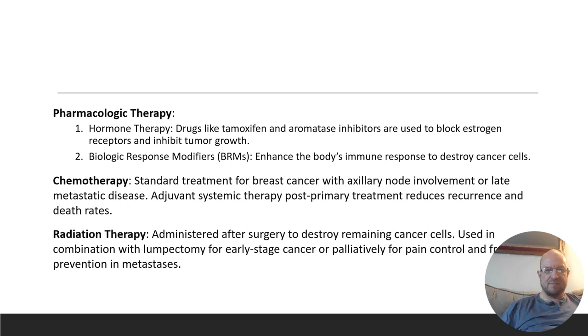Biologic therapies include hormone therapy. Drugs like tamoxifen and aromatase inhibitors are used to block estrogen receptors, which usually inhibits tumor growth. BRMs, biologic response modifiers, enhance the body's immune response to destroy cancer cells. And we also have chemotherapy and radiation therapy. I'll let you read that.